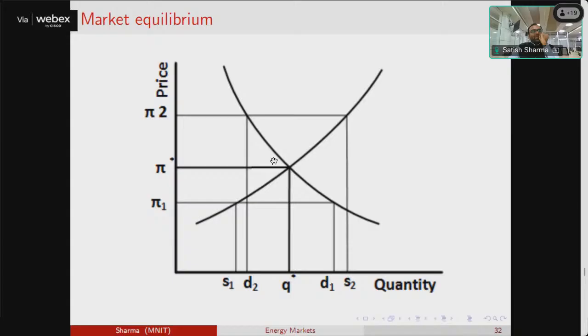So if we talk about the overall market equilibrium from supply and demand, if we draw both the supply curve and the demand curve, you can see this is the supply curve, with an increasing slope, and then we have a demand curve, with a decreasing slope.